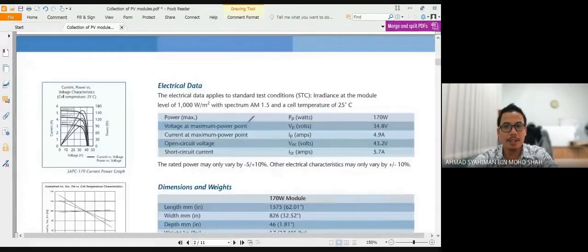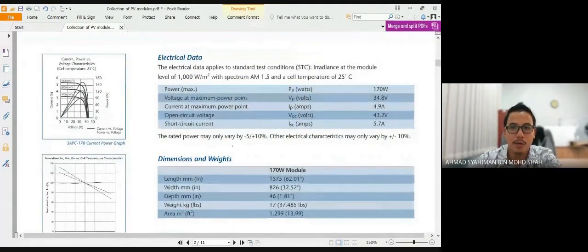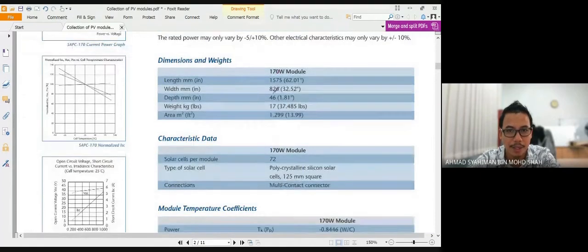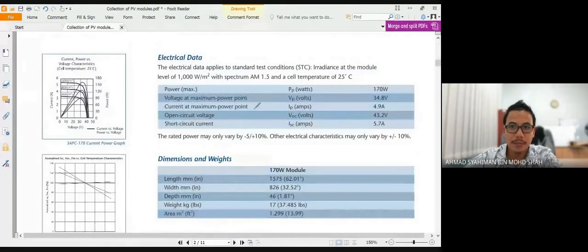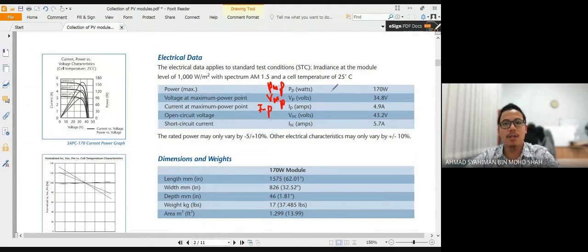Then, okay, dari sini ni contoh datasheet yang ada. So ini dia bagi tahu IP tu pelik dia tak panggil IP, sebenarnya orang panggil IMP. Kenapa dia pakai IP? Tak apa, okay. So ini patutnya wording yang betul lah. Wording yang betul adalah VMP lah. Ini PMP, ini IMP. So ini value dia.